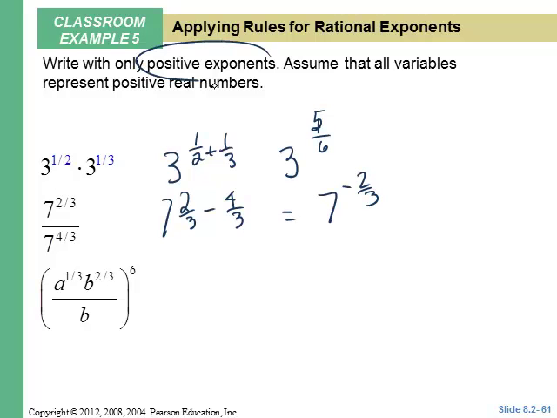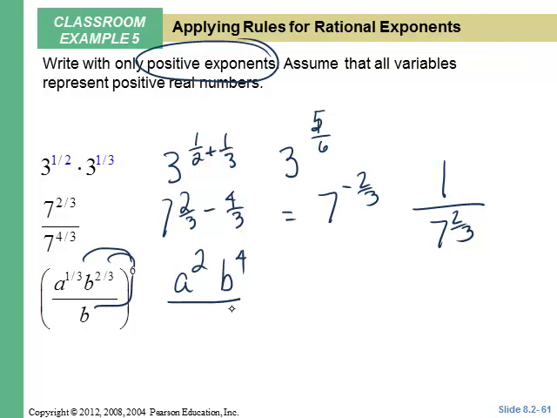And we want it to be only positive exponents, so we write this as 1 over 7 to the 2/3. This would be, remember this is going to go in each one of these. So a, 1/3 of 6 is 2. 2/3 of 6 is 4 over b to the 6th. Now we can subtract, so we get a squared over b squared.